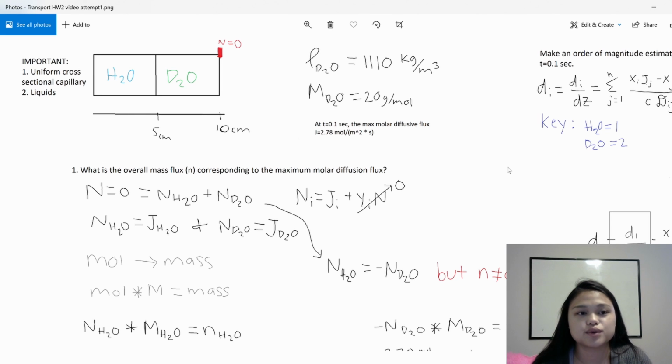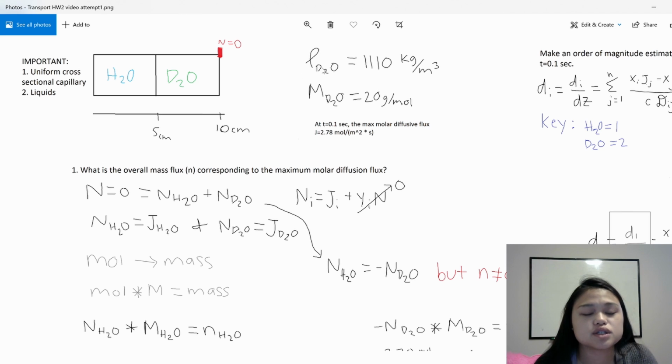The situation that we're looking at here at the top left is a uniform cross-sectional capillary with two liquids, with H2O on the left side and D2O on the right side. And the positive Z direction we are going to define is this way, with the increasing centimeters. So there's a divider in the center, as you can see, and this splits it right down the middle, and it will be removed at 0 seconds.